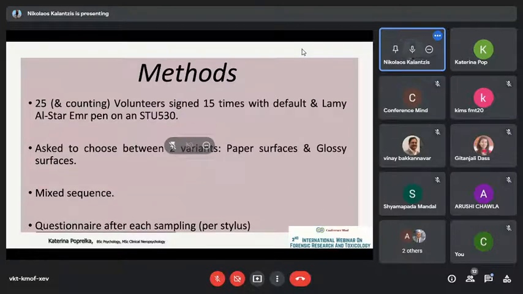Katerina? Thank you, Nico. I'm going to present the experimental design and the statistical analysis of our research. To explore the use of the Lamy styli and the possibility of them being better than the default stylus, we conducted a research. 25 and counting volunteers signed 15 times, both with default and Lamy.